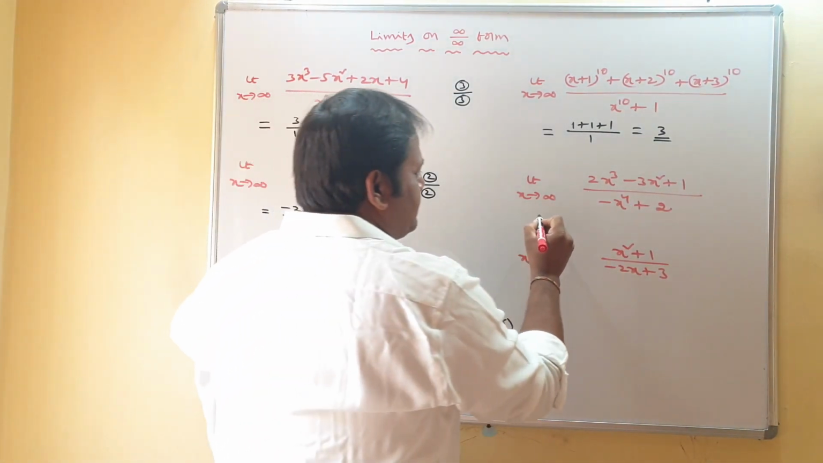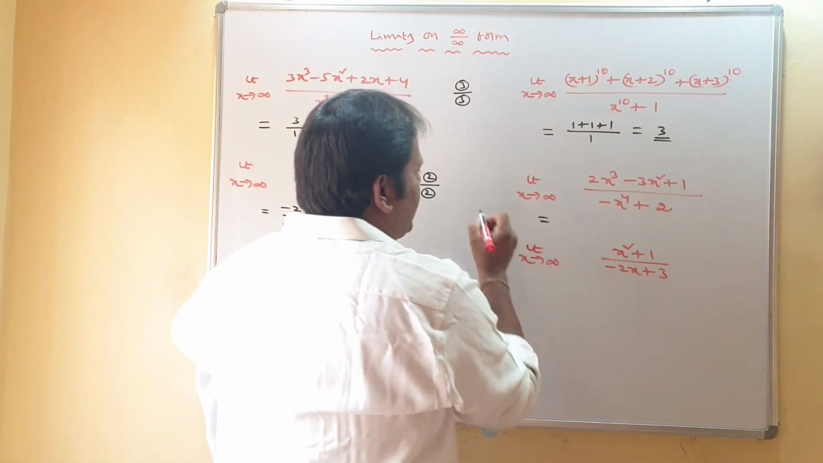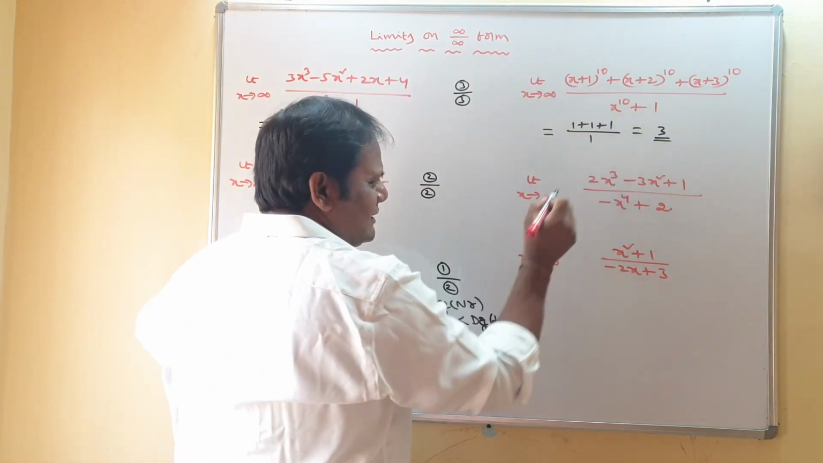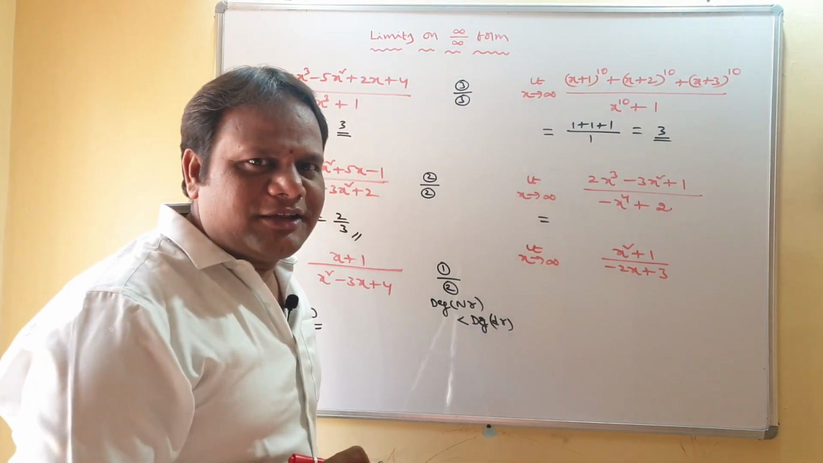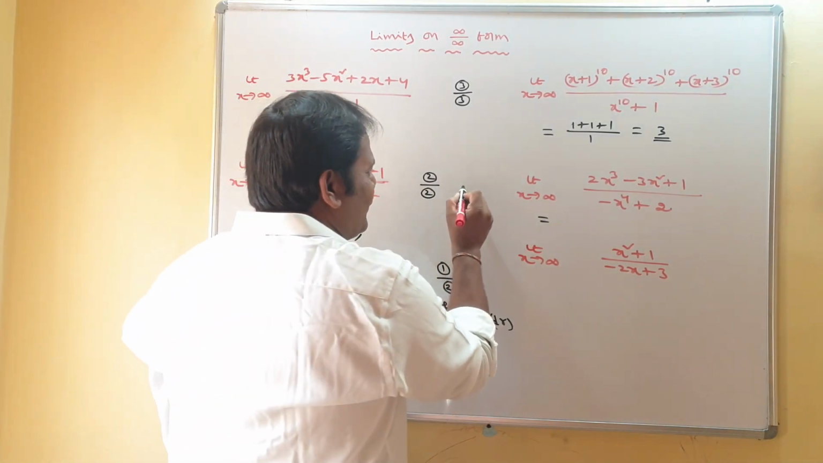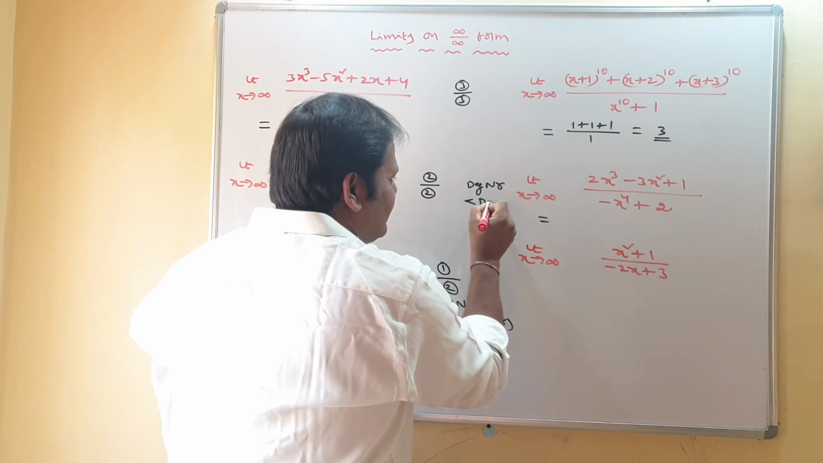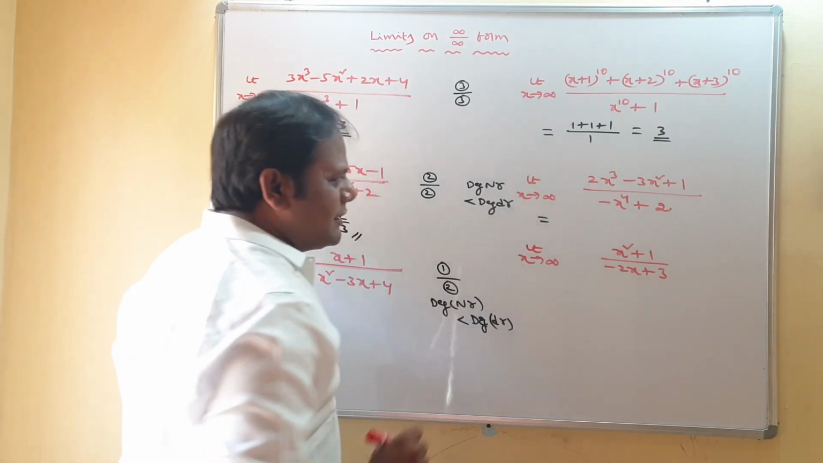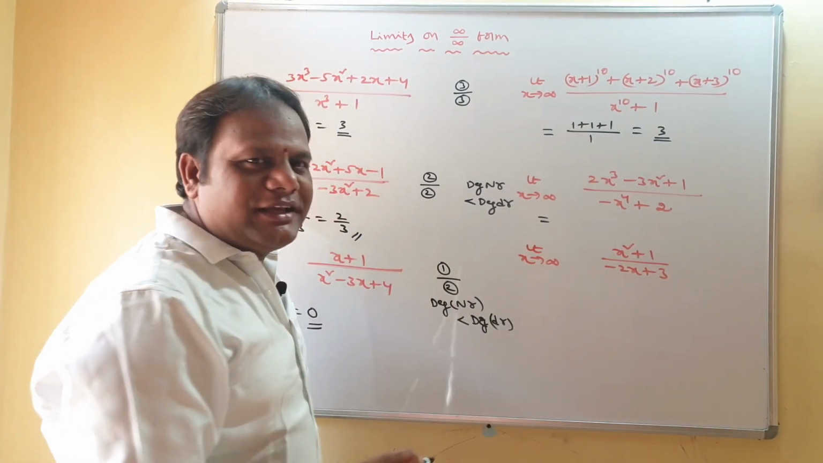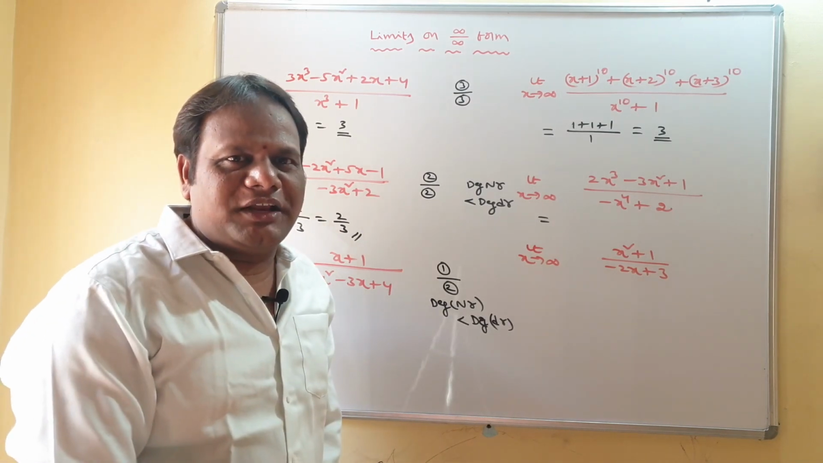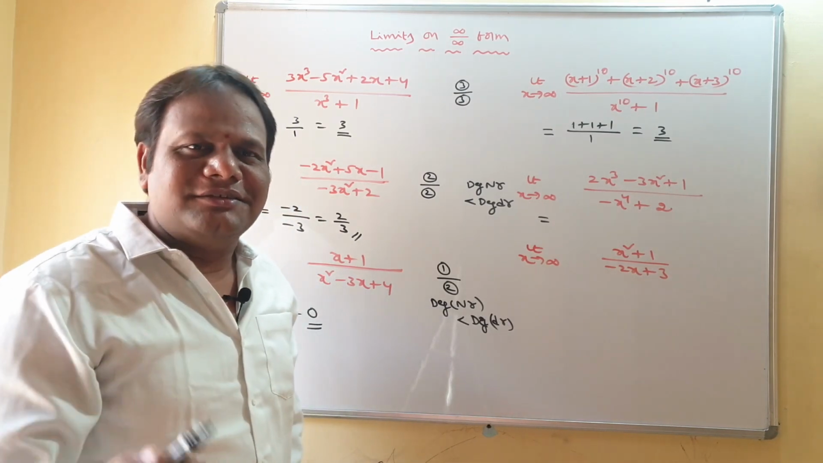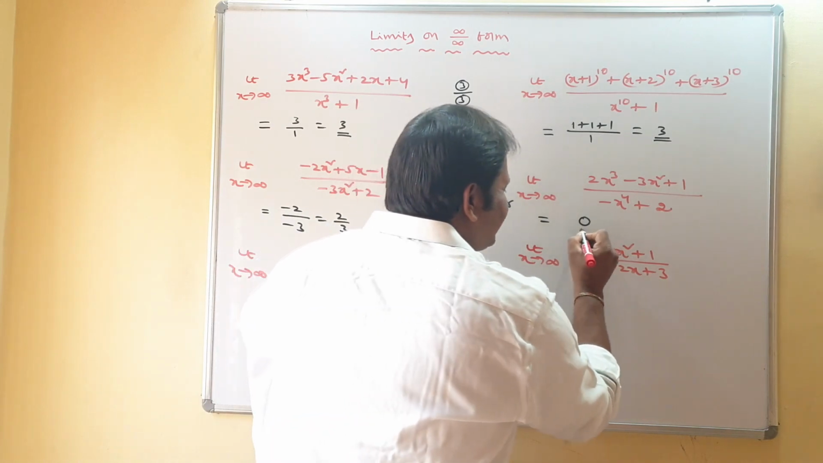Coming to this problem. What is the degree of the numerator? That is 3. What about the degree of the denominator? Yes, it is 4. So what happened here? The degree of the numerator is less than the degree of the denominator. Is it? So if the degree of the numerator is less than the degree of the denominator, what is the answer? 0. Yes, the answer is 0.